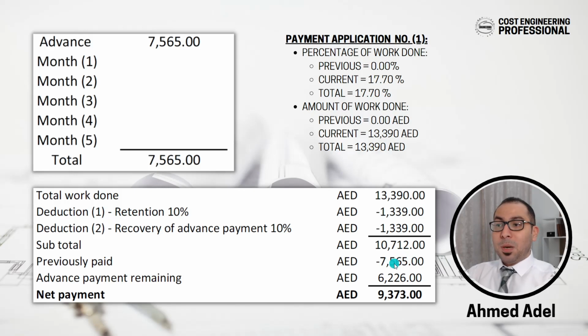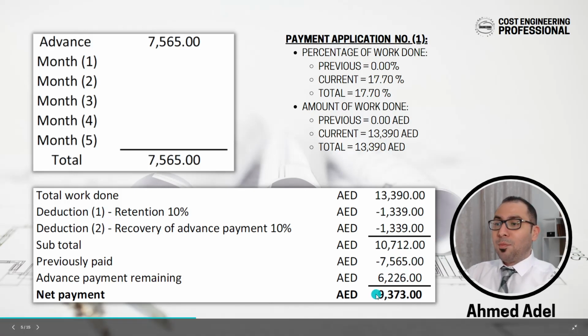When I do that, it means that here I have recovered 10% of the advance payment, and because of the effect of the previously paid, I have to add again the remaining value of the advance payment. So that means I didn't recover from the advance payment except this 10%, which I have deducted here. So subtotal minus previously paid plus the remaining advance payment will give me 9,373, which is the net payable amount for payment application number 1. This is the amount that we should be paid.